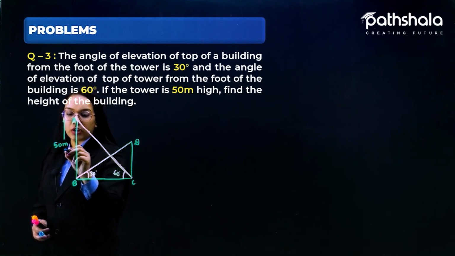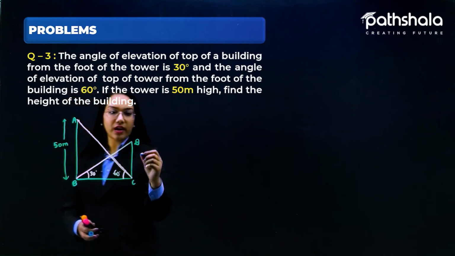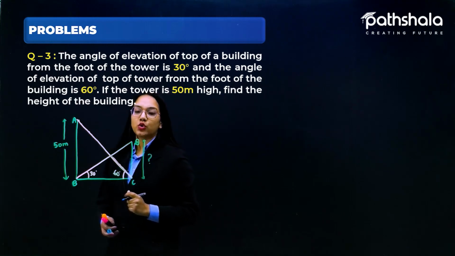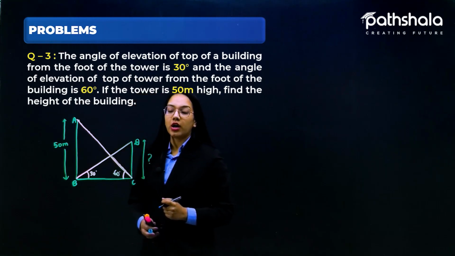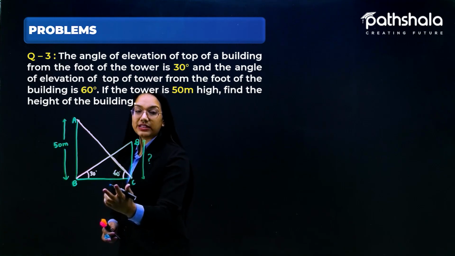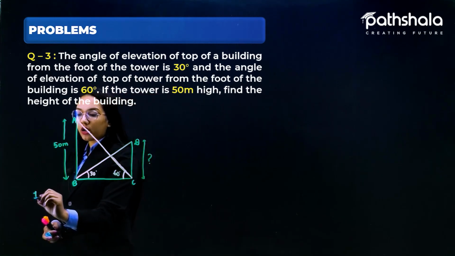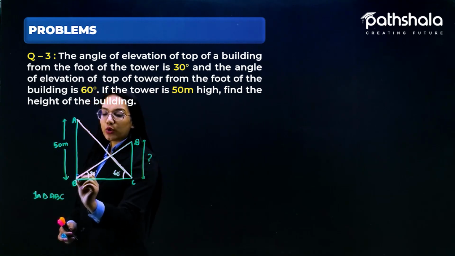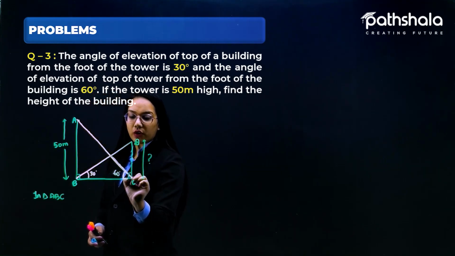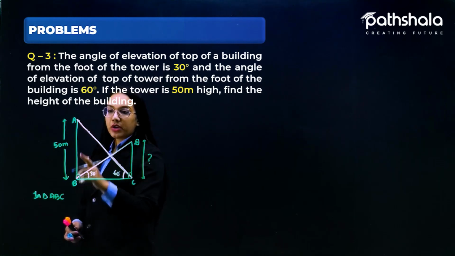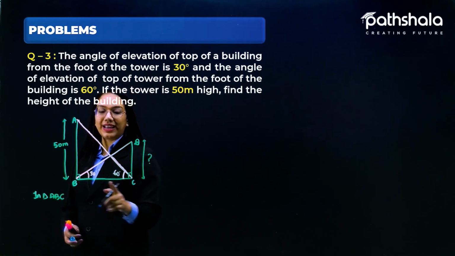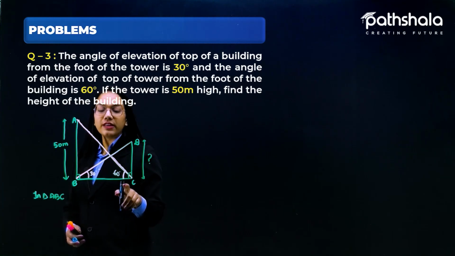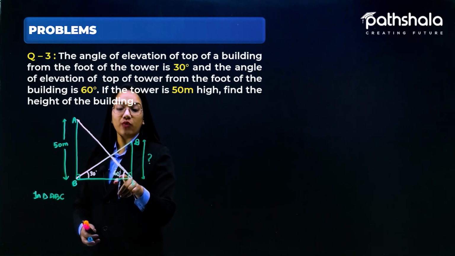Now we have to calculate the height of CD, or DC, which means the height of this building. So let's calculate it. First of all, our real motive is to find the base BC. Let's start with the triangle. In triangle ABC, since all of them are perpendicular to the horizontal ground, we have the angle as 60 degrees over here.